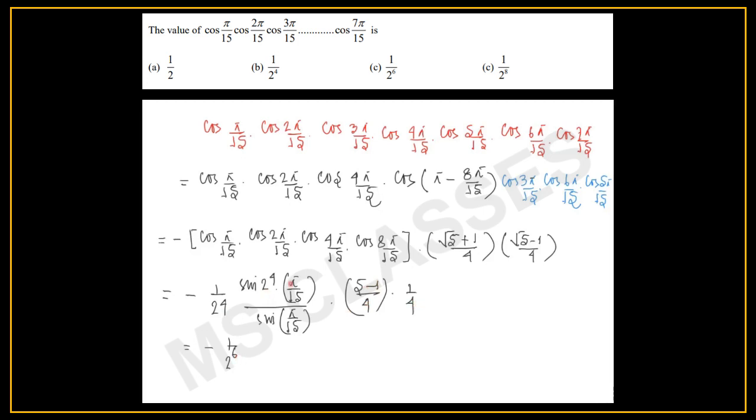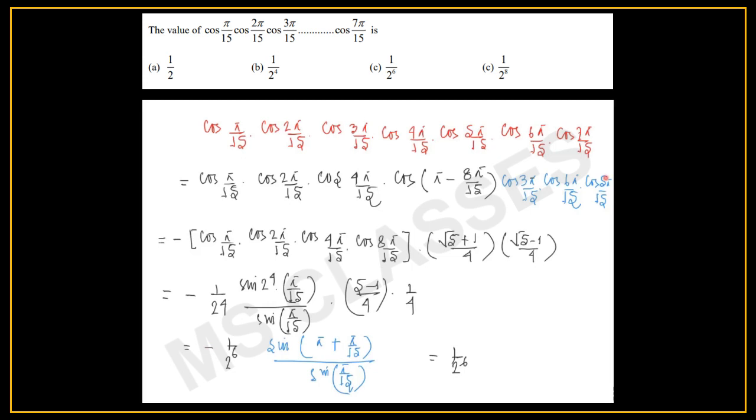Now this one we can simplify further and we can write it as sine 16 pi by 15, which can be written as sine of pi plus pi by 15, by sine pi by 15. Now this will give us minus sine pi by 15. So this will get cancelled out. There will be a minus sign outside. And this gives us 1 by 2 to the power of 6.